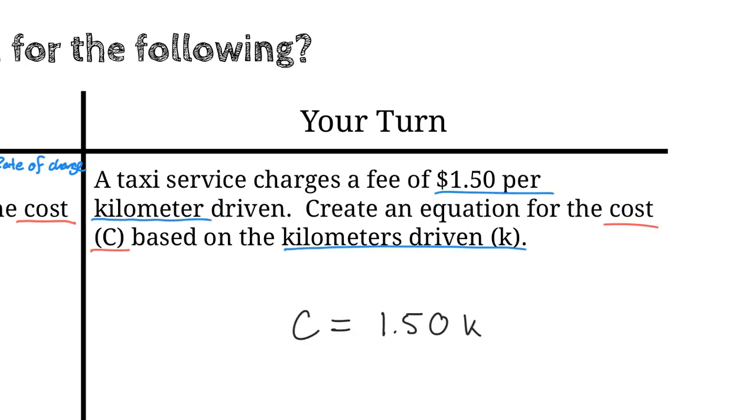And here is our answer. C equals 1.50K, or cost is equal to $1.50 times each kilometer driven. So this taxi service charges a fee of $1.50 per kilometer. This $1.50 is our rate of change. So for every kilometer that's driven, our price goes up by $1.50, which is why in our equation we can multiply every single kilometer by 1.50.